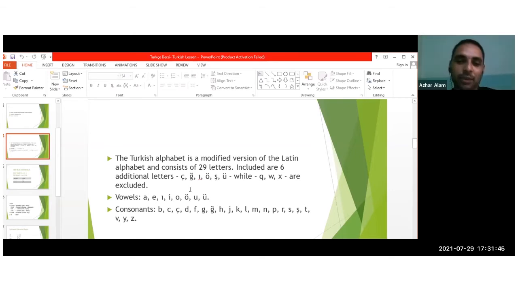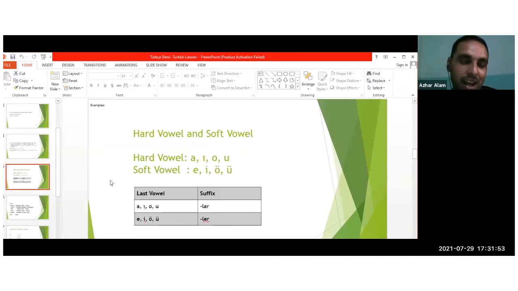So it is clear here. We have eight vowels, and in this we will see hard vowels and soft vowels. And Turkish is very easy. You will learn today how to make plurals. It's simple. Only one trick will help you make plurals of any Turkish word. We do not have irregular rules like in English: knife, knives, ox, oxen, flower, flowers. They have some rules, and we do not have this.